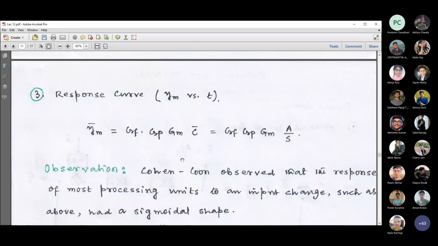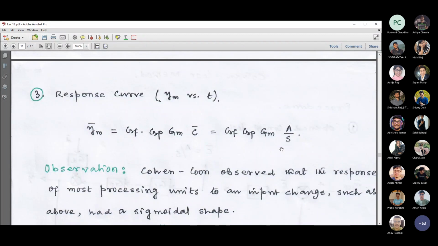Now you come to this third point. It is also shown in the block diagram that we are introducing a step change with magnitude A in C. So there is a step change in controller output C with magnitude A. It is simply, you see, C bar is replaced by A upon S, A by S in this equation. The same is shown in the block diagram also.